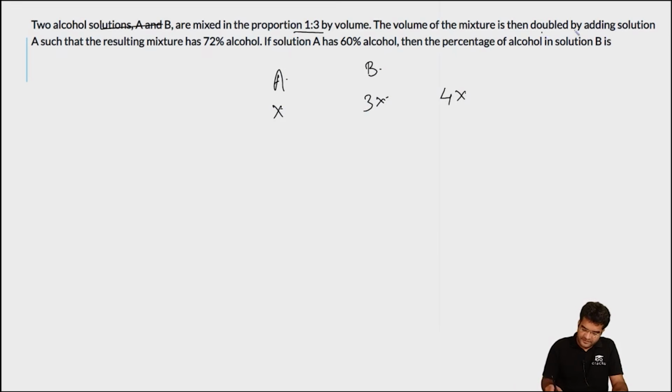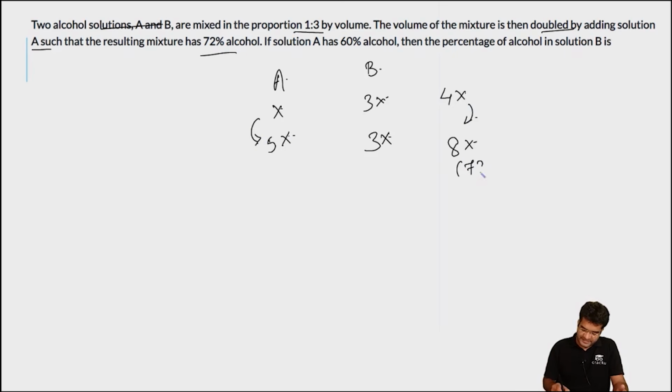Now we are told that the volume of the mixture is then doubled. So instead of 4x, it was made 8x, by adding solution A. So the volume of solution B remains the same, it is still 3x. So the remaining amount of 5x is that of A. You can see that the volume of the solution increased by 4x and the volume of A also increased from x to 5x.